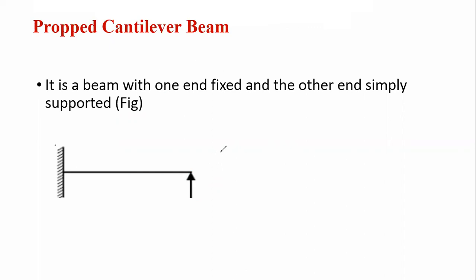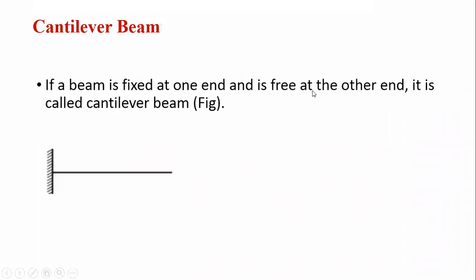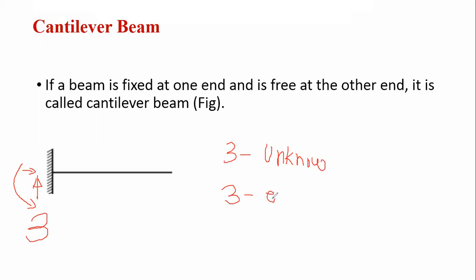Now again, what is meant by determinate and indeterminate beam? If you are seeing over here, there are three unknown reactions, which we generally have to find out by using the equilibrium conditions. That is, summation Fx is equal to 0, summation Fy is equal to 0, and the sum of all moments is equal to 0. There are three unknown reactions, and we have three equilibrium equations.